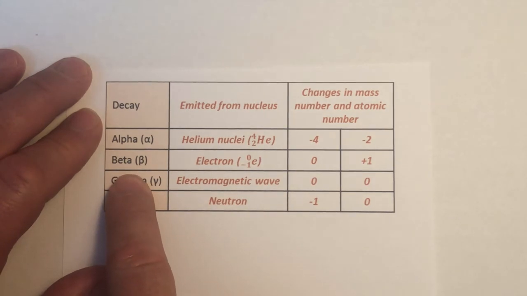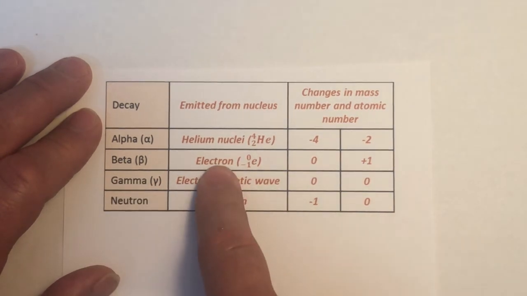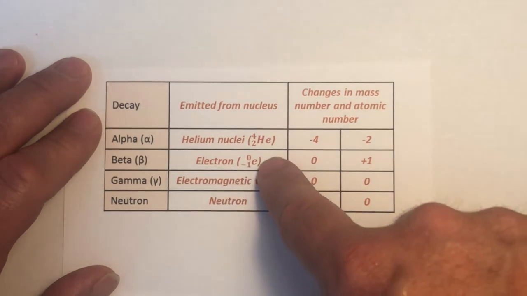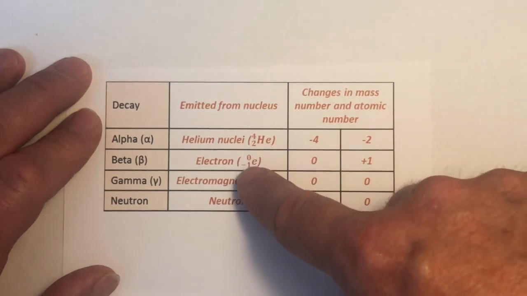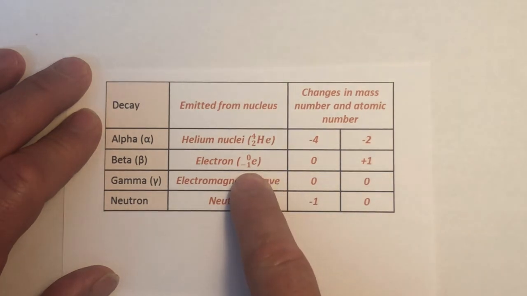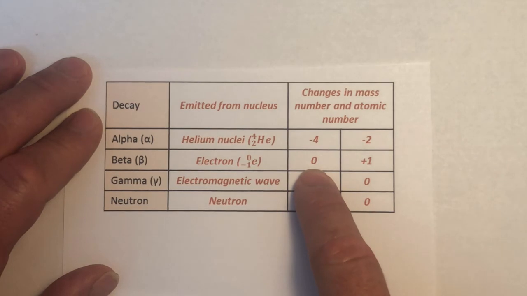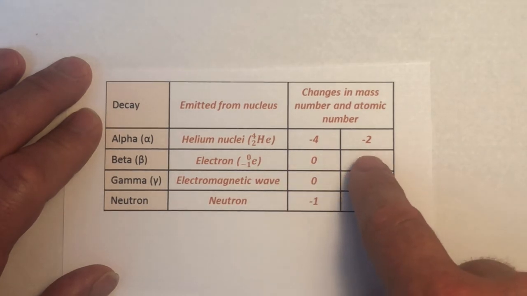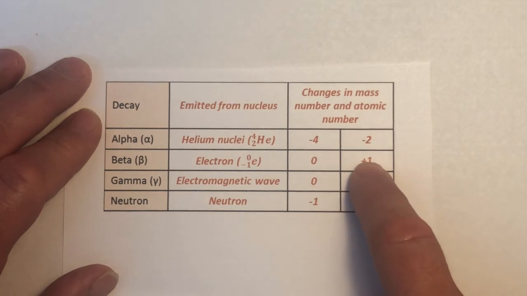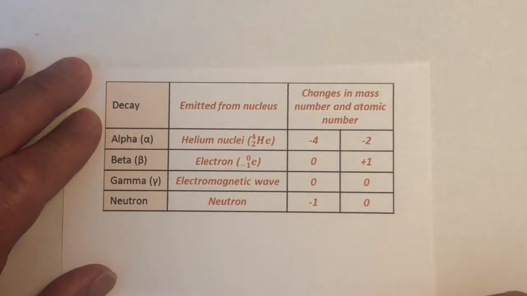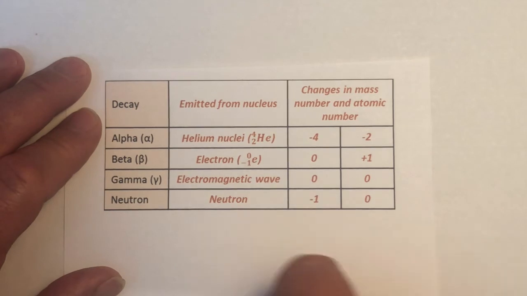Beta is an electron. The electron is often written as 0 at the top and -1 at the bottom. The change in mass is 0 because electrons basically don't weigh anything, and the atomic number is +1 because it will tend to increase the number of protons.